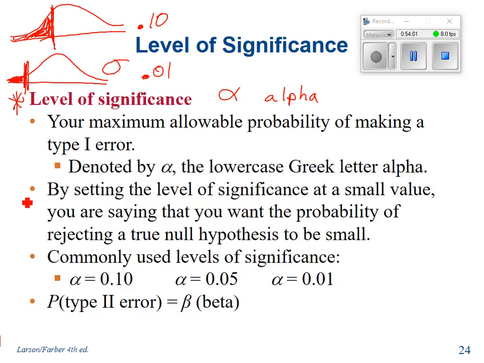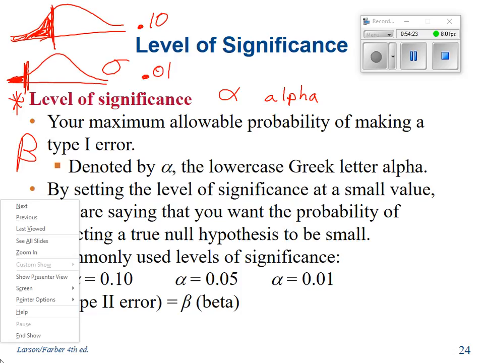Type 2 error is beta. This is a beta, it's a B with an extra tail on the end of it. So type 1 error, alpha; type 2 error, beta. Those are just the symbols that stand for them.